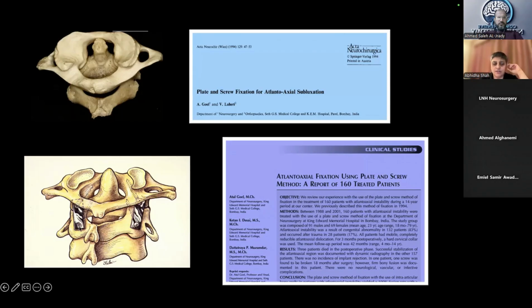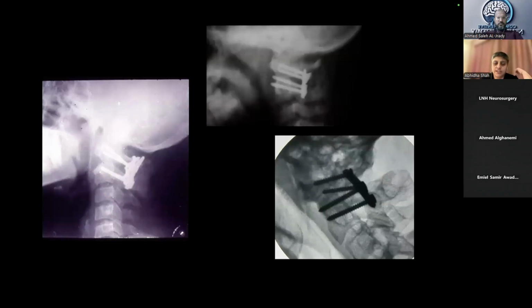And this is Professor Goel's technique of C1, C2 fixation. So it is a facetal fixation. It is a very strong method of fixation. And this treatment has actually changed the treatment of craniovertebral junction anomalies. So I'll just give you a good overview of that.